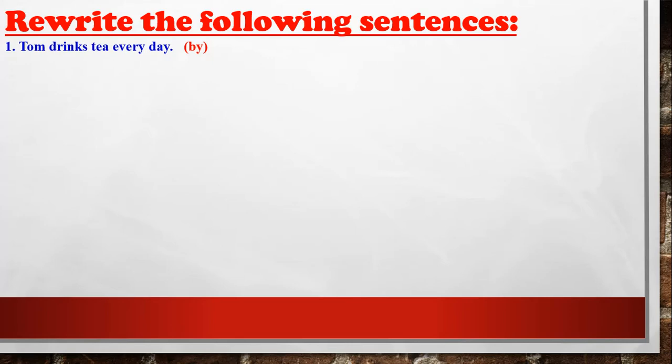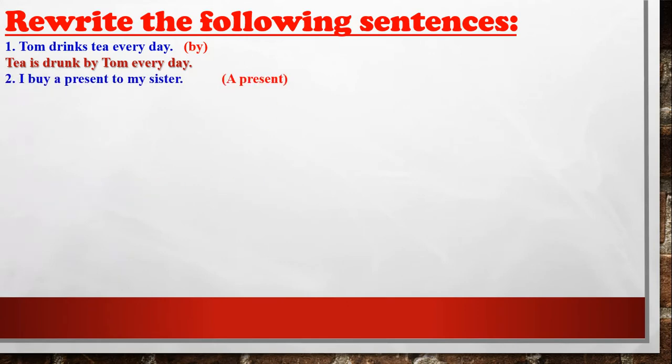Okay, where is the object here? The object here is tea. So I'll start the sentence by using tea. This sentence is in the present, so after tea I will say is. The past participle form of drink is drunk. So tea is drunk every day by Tom, or we can say tea is drunk by Tom every day. Both of them are correct. Okay, let's go to another one.